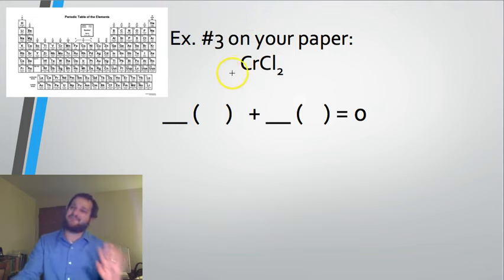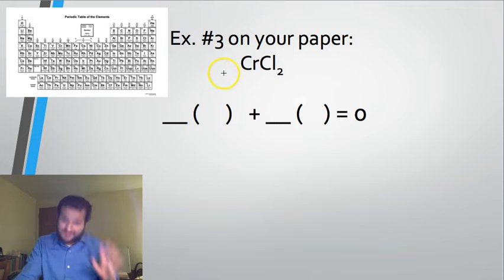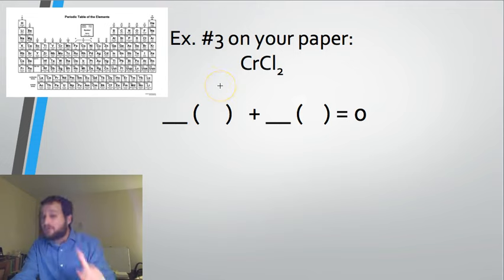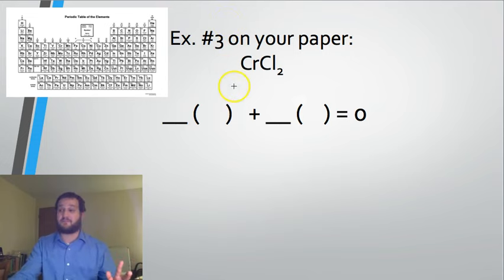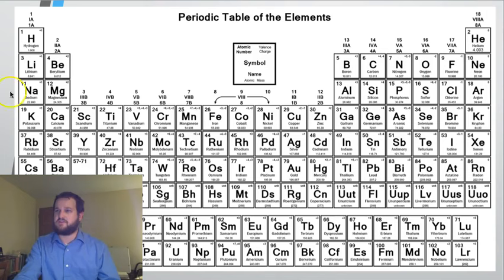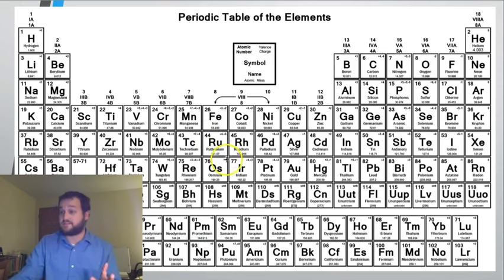Okay, now this is actually, to be fair, really a lot easier than the other ones. We're actually given more information here than we are in any of the other problems, which is what makes it really nice. Okay, so let's take a look at number 3. We're given CrCl2. First question, do we have a metal? Okay, so if we go to the periodic table, Cr, hopefully, you remember, is chromium.